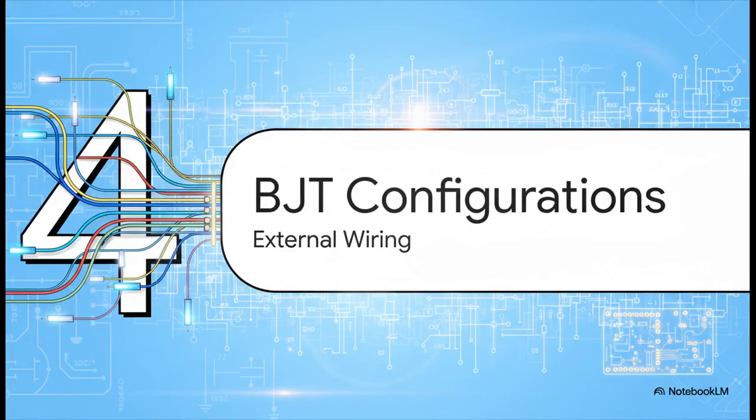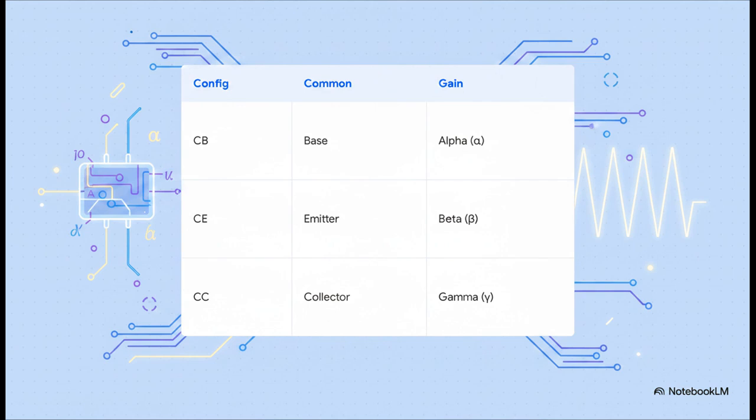Section 4. Transistor configurations explained. So how do we actually wire these tiny components up in a full circuit? Well, since a transistor has 3 terminals, but our standard circuits need 2 inputs and 2 outputs, one terminal always has to be shared, or common, to both sides. First up is common base, where the current gain is represented by alpha.